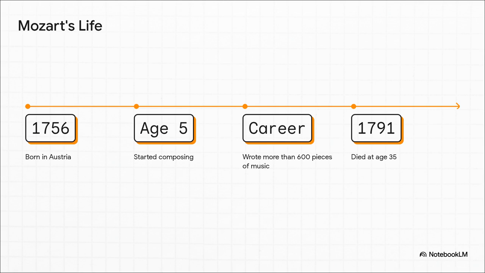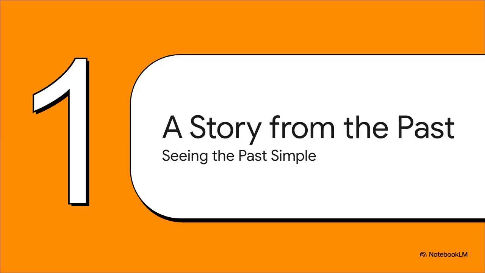He was born. He started composing when he was just a kid. He wrote a mind-blowing amount of music, and then his story ended. He died. Each one of those actions is a finished chapter. It happened, and it's over. So as we just saw with Mozart's life, there's a pattern, right? We're using a specific tool to talk about all these past events. Let's zoom in a bit and see exactly what that tool is doing.